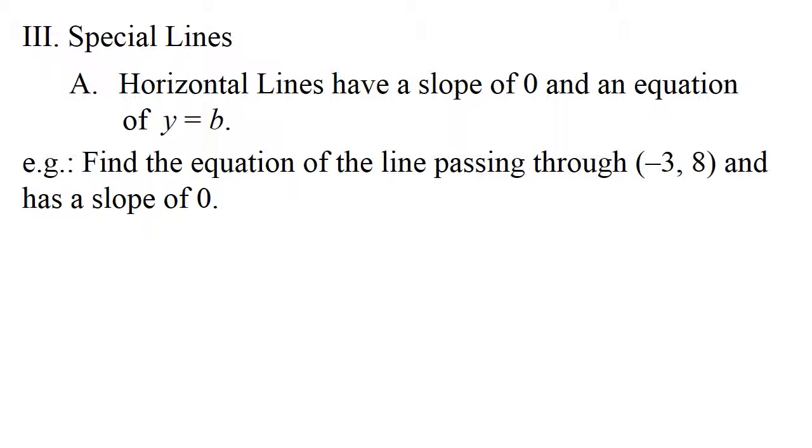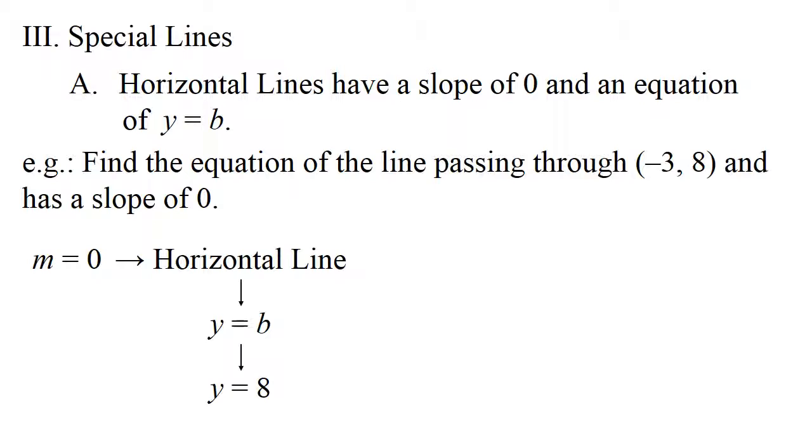So let's say I had the problem. I wanted to find the equation of the line passing through -3, 8 and it has a slope of 0. So I go, well, slope of 0, that must mean it's a horizontal line. If it's a horizontal line, it must have an equation of y equals a number. And the only y value I know is 8 for this problem, so it must be y equals 8. Problem finished, all done. There's my equation.